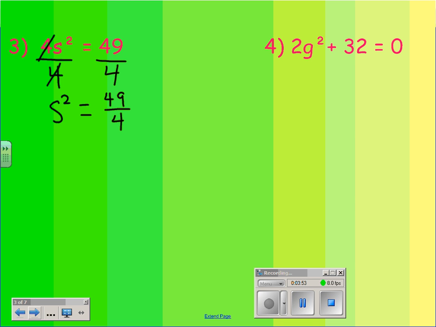To solve for s, we're going to take the square root of s squared, and I'm also going to take the square root of 49 fourths. The square root of s squared is s, and then the square root of 49 is 7. The square root of 4 is 2. So we're going to look at those numerators and denominators individually and then just take the square root. And it's fine for you just to leave it as 7/2.